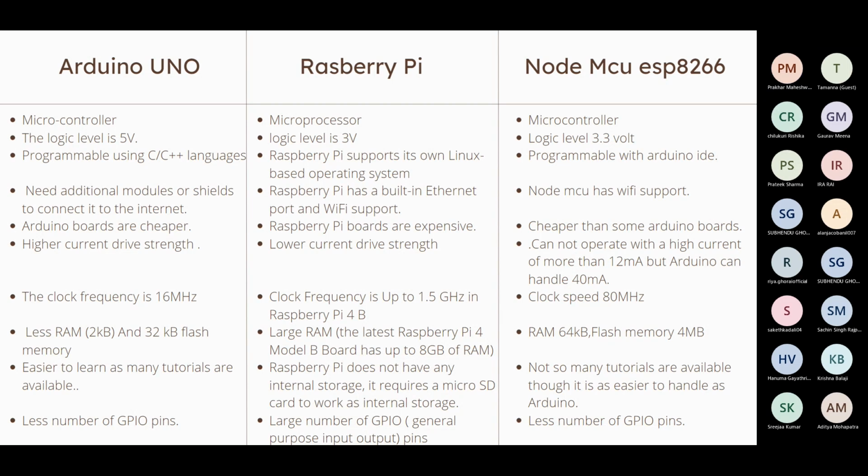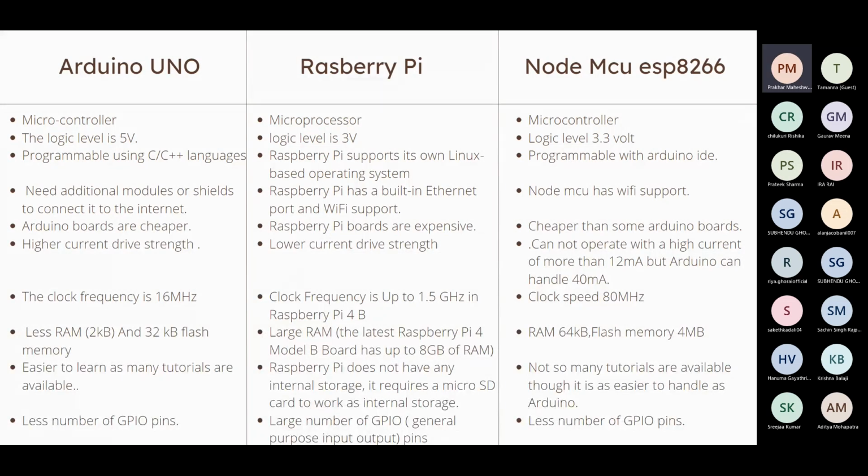And as you can see, the clock frequency is 60 megahertz in case of Arduino. In case of Node MCU, it's 80 megahertz. It's more than Arduino, but yeah, it's kind of comparable. But if we go to Raspberry Pi, it's way more than that. It's 1.5 gigahertz.